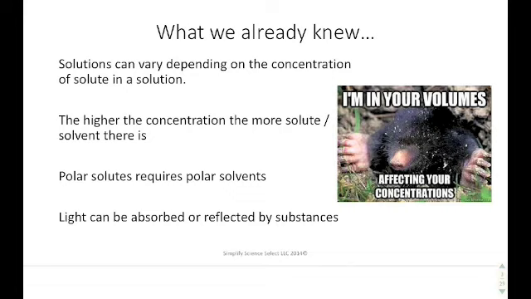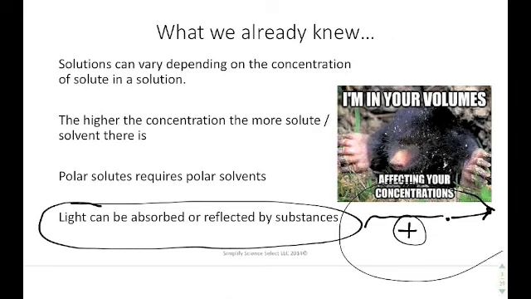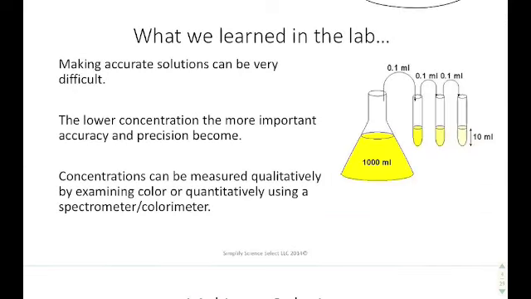But really, one of the things that we haven't really talked about lately is the fact that light can be absorbed or reflected by substances. And we talked about this a long time ago. We said, okay, here's an atom and here's an electron, and when light comes in, it can bump this electron to the next level. So you need to be familiar with the idea of light and the fact that it can be absorbed or reflected.